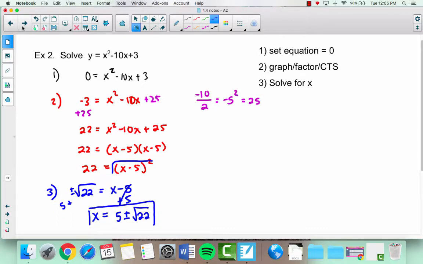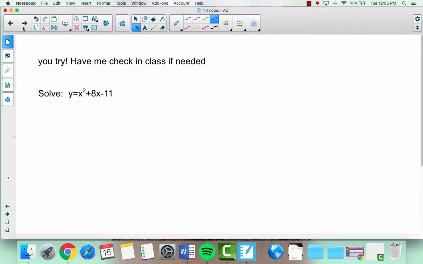It's going to be the same 3 steps pretty much each time. I would encourage you to try this example on your own, following those same 3 steps, solving y equals x squared plus 8x minus 11. So remember, take the y out and put a 0 in, move your c value over and complete the square, and then at the end solve for x. And if you'd like me to check that in class, I would be glad to do so.